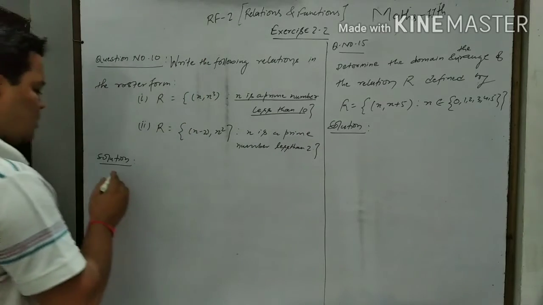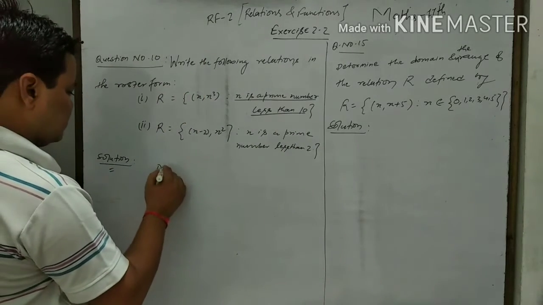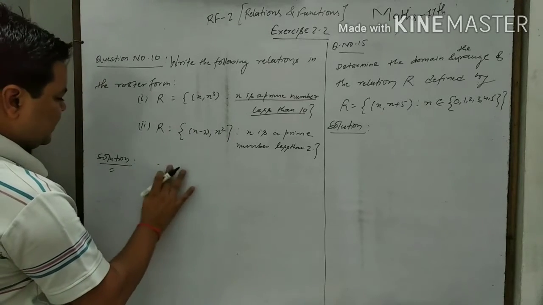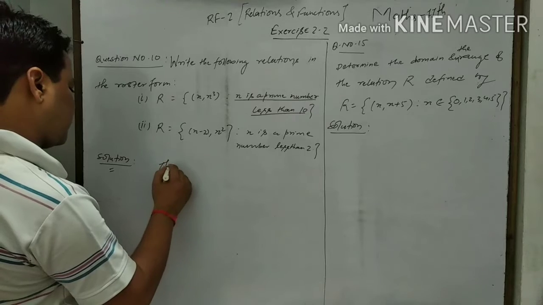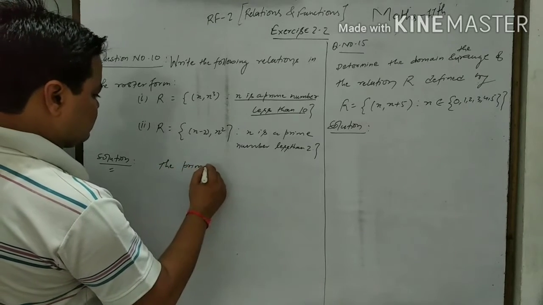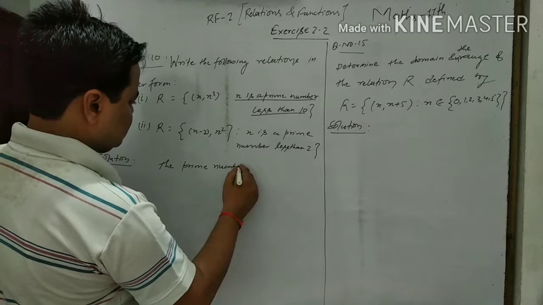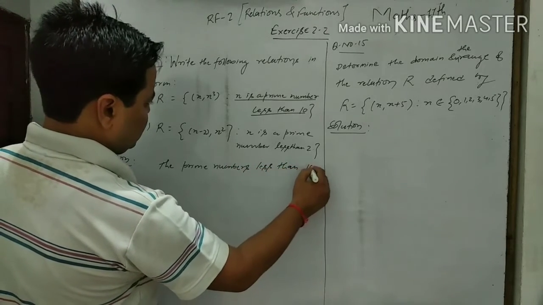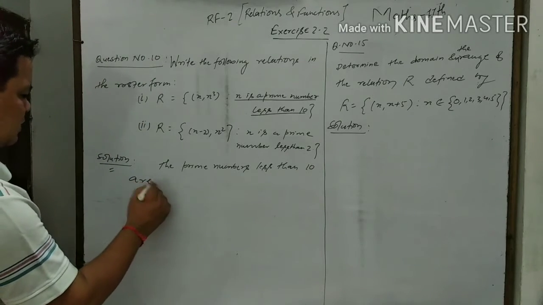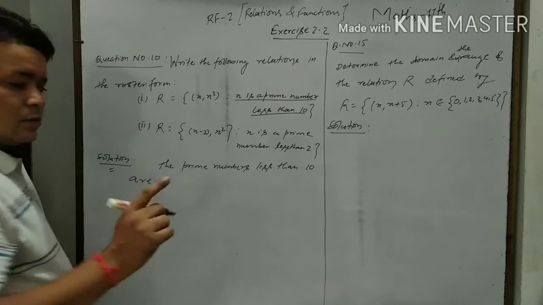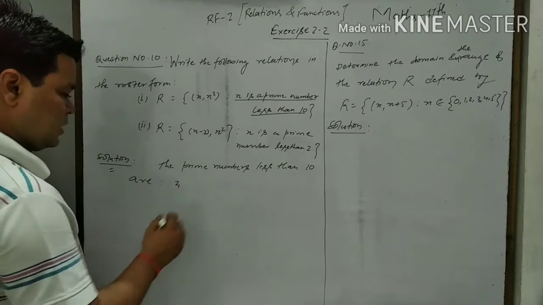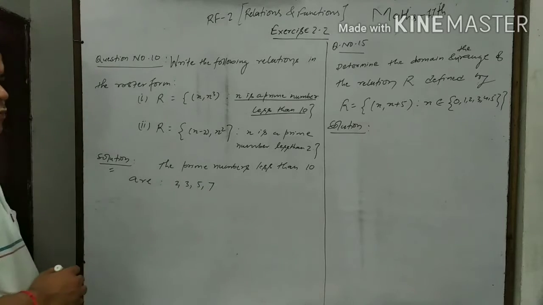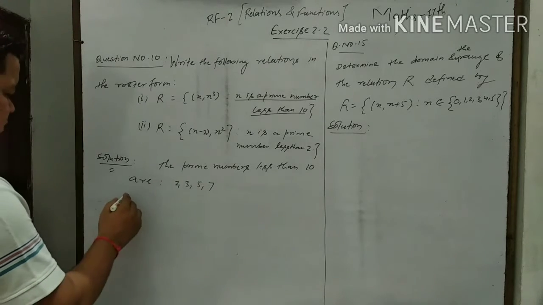So first of all, we should write the solution. The prime numbers less than 10 are what? The smallest prime number is 2. After that 3, then 5, after that 7. Okay.